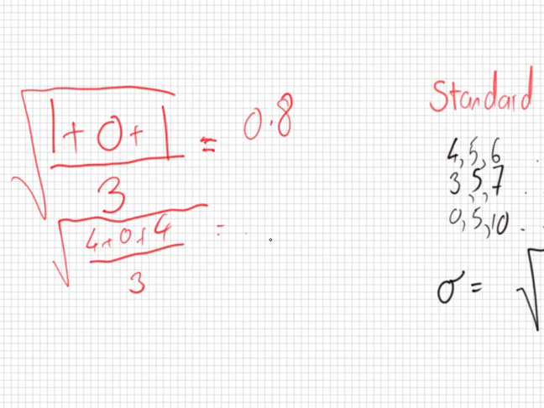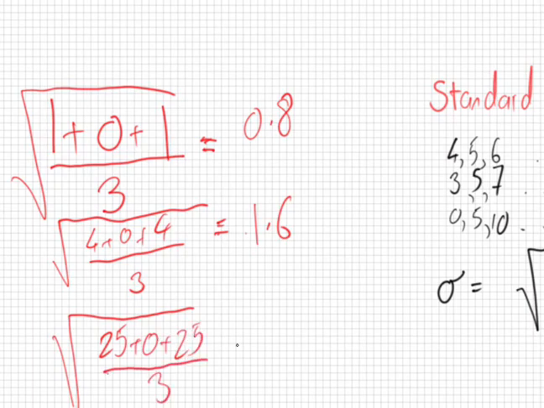Can you tell me please what square root 8 over 3 is? About 1.6? 1.6, okay. And then the last one would be square root of 5 minus 0, which is 5 squared, 25, plus 0 plus 25, all over 3. So that's square root 50 over 3. What's that? About 4.01. So notice that in each of my examples here, the numbers are getting more and more spread out.